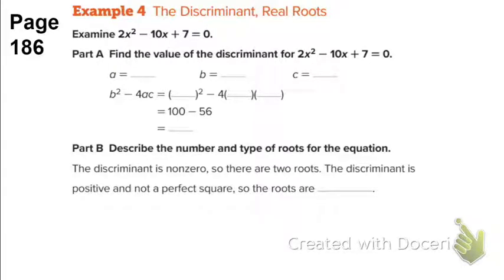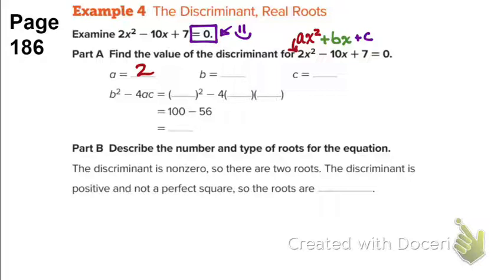We want to evaluate the discriminant for 2x squared minus 10x plus 7. First thing I always need to make sure is that it's set equal to 0. Since this one is set equal to 0, I am ready to move on. We need to identify our values for a, b, and c next. Well, I know general form for a quadratic is ax squared plus bx plus c. So that means that the a value for this quadratic is going to be 2.